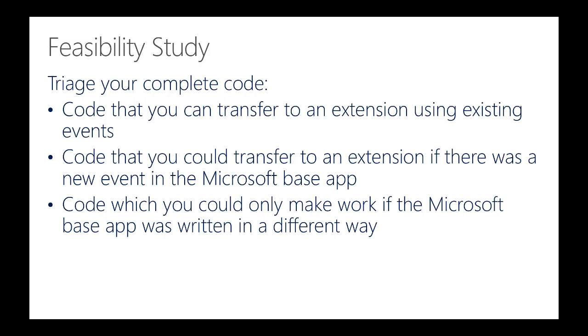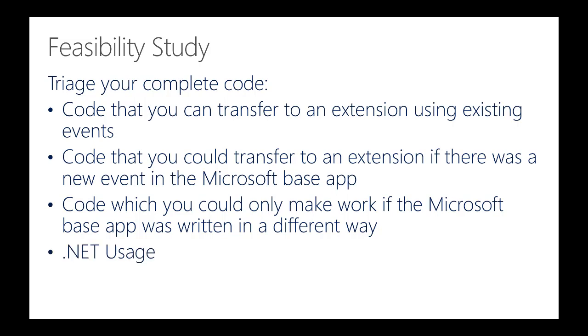The next category is code that could only be made to work if the Microsoft base app was written in a different way. There will be instances in which you've actually modified existing code and added logic, or commented logic out, or changed logic in the base app. And the only way to make that work in your app the way that it is today would be if the base app itself had been modified. And those are the difficult pieces, because those usually come with advice of refactoring the code, or leaving the feature or functionality out, or finding a completely different way to implement that in the code base altogether.